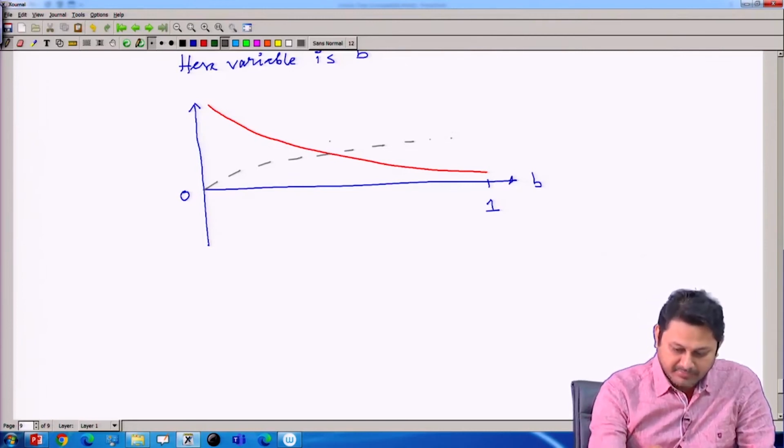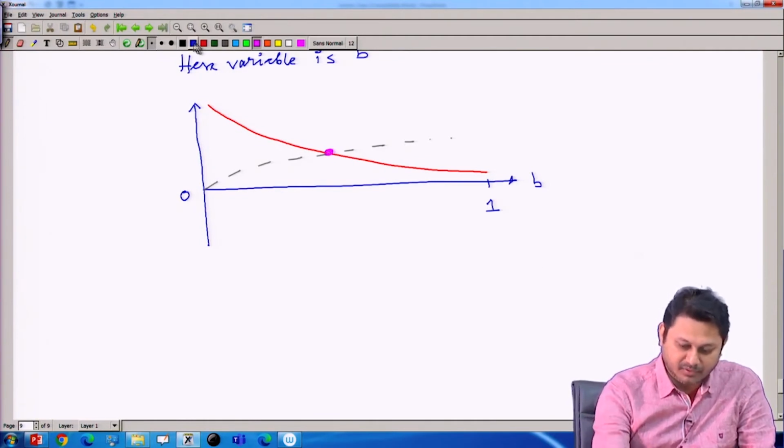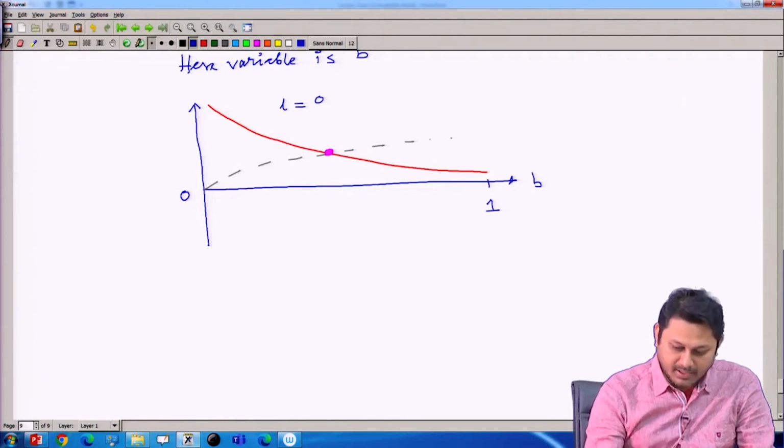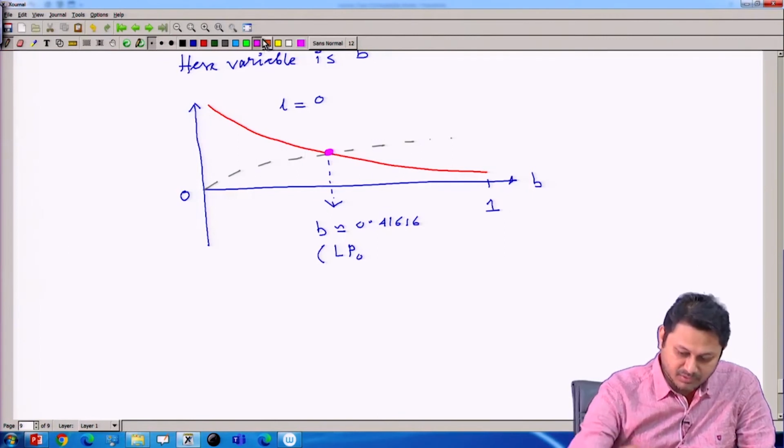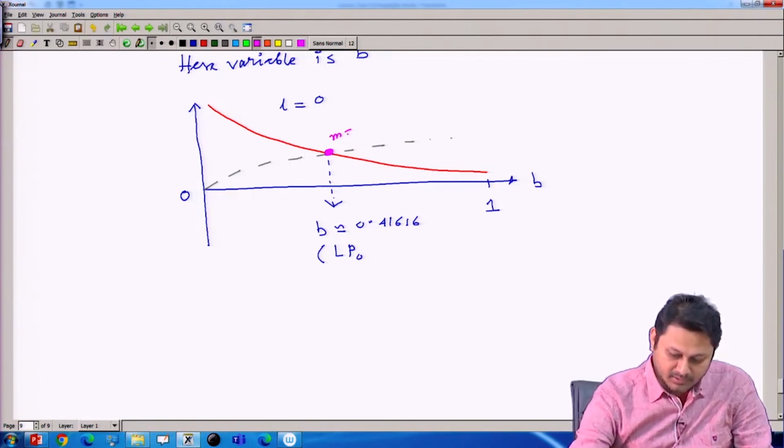And I will have a cutting point here. So, this is for L equal to 0, and I am having a solution B which is nearly equal to 0.41616. This is L equal to 0. So, I should have LP 0 and this is the first solution. So, this is the mth solution. So, m is 1 here. So, this is m equal to 1.